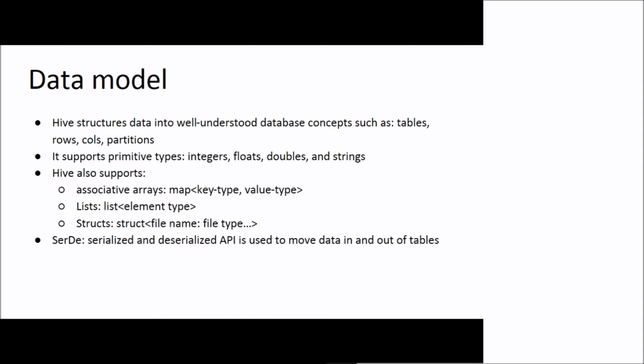Then primitive types: integer, float, double, string, like Java and like SQL. Additionally we have associative arrays, lists and structures. These are advanced data types in Hive. And we have a format called SerDe.